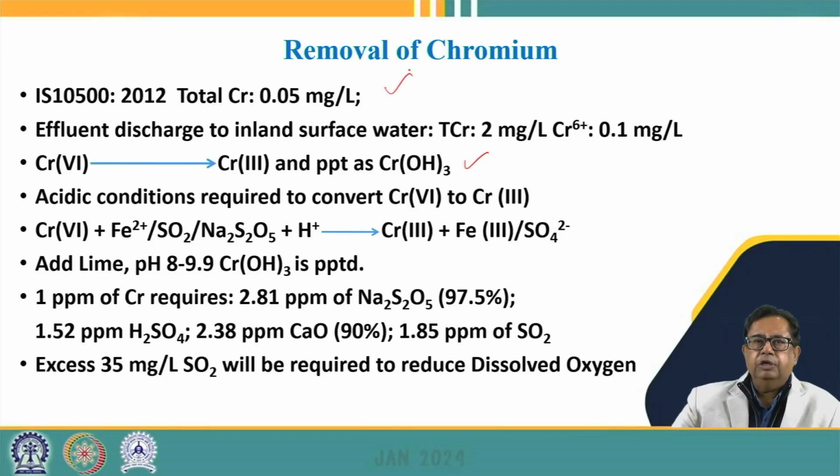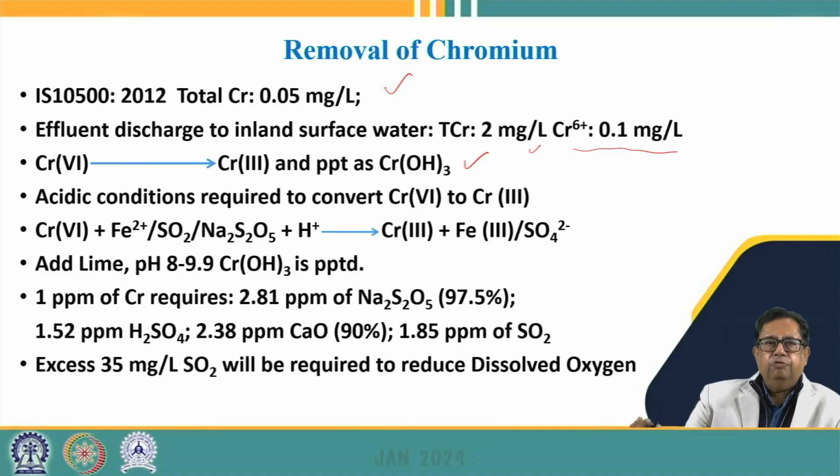The chromium in the drinking water should be very, very low, that is, it should be nearly 0.05 milligram per liter in the drinking water. And when we are discharging the effluents to the inland surface water, it should not exceed 2 milligram per liter as total chromium, whereas the chromium 6 plus should not exceed 0.1 milligram per liter.